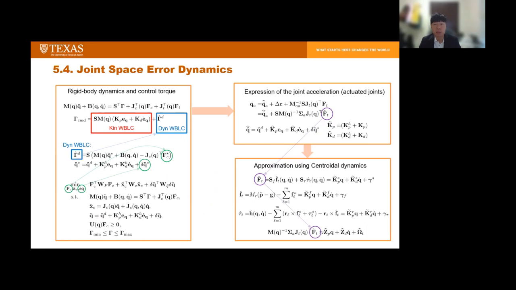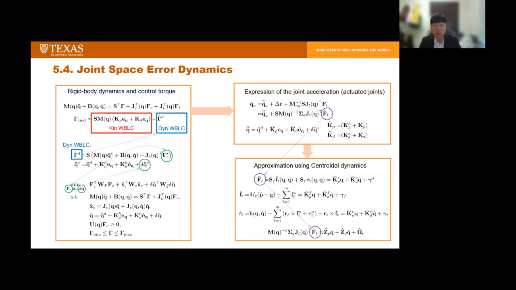This is the detailed process to obtain the adaptive variable for our feedback gain. Using the rigid body dynamics and our whole body control formulation, we can express the joint acceleration for the actuated joint part. Unfortunately, we cannot express the joint acceleration formula as a second order differential equation due to the FT in the purple circle on the right side. So our idea is to replace FT terms with respect to Q dot and some constant term.